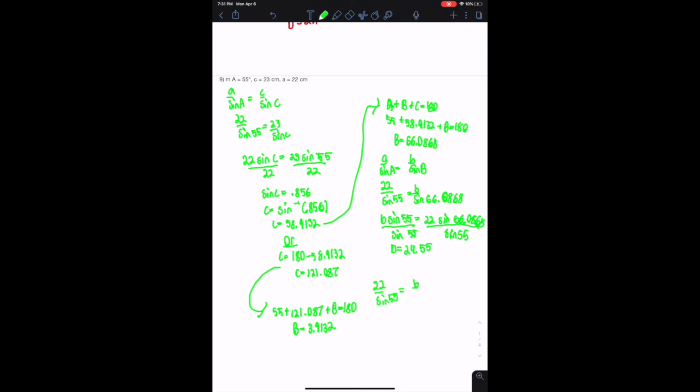So we also want to use a over sine A equals b over sine B. So we want to substitute the values. So it's going to be 22 over sine 55 equals b over sine 3.9132. So now we want to cross multiply to begin to isolate the variable. So it's going to be b sine 55 equals 22 sine 3.9132. We want to divide sine 55 on both sides once again, and then that will give us our b value, which is 1.83286.